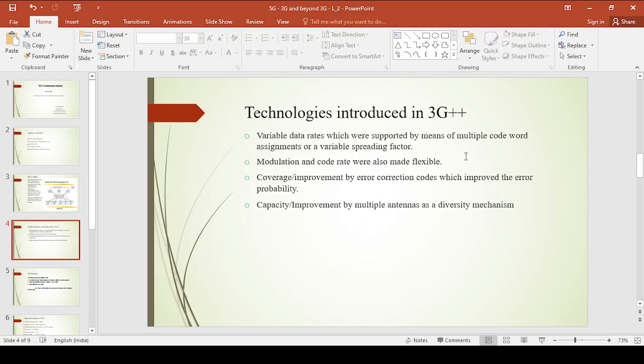A person could allocate multiple code words to a user or a variable spreading factor in order to provide variable data rates. The technology introduced in 3G++ is to support variable data rate by providing multiple code words or variable spreading factors to a user in order to vary the data rate.